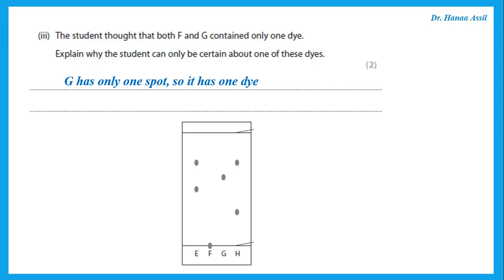While F, you can't be sure of F because F remained on the baseline, and when it remains on the baseline, that means that it is not soluble in the solvent. It did not go up, it did not separate, so it might have more than one dye, but it didn't separate, so we're not sure because it is insoluble in the solvent. Remember, if a spot remains on the baseline, that means it is not soluble in the solvent.